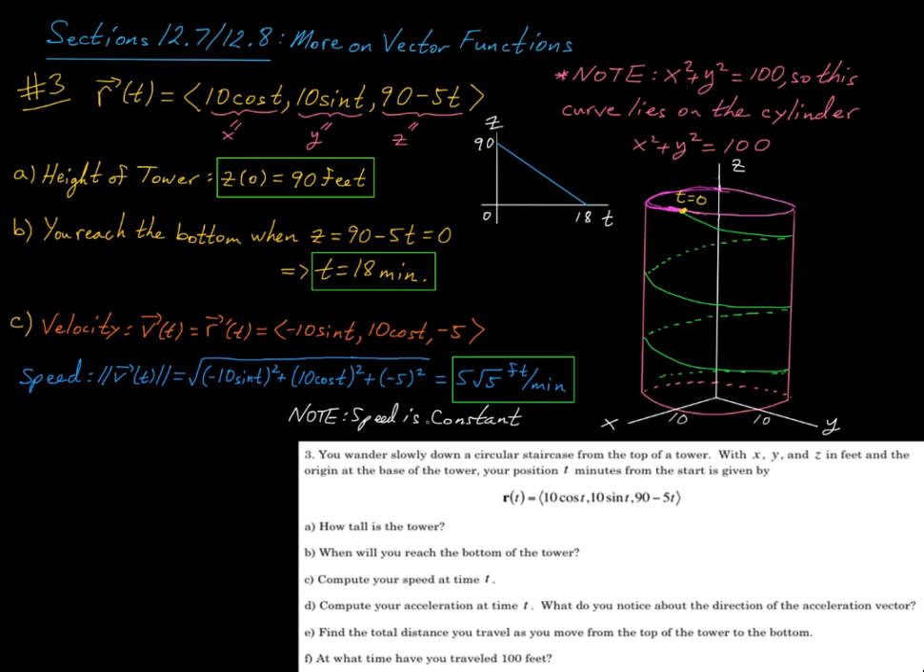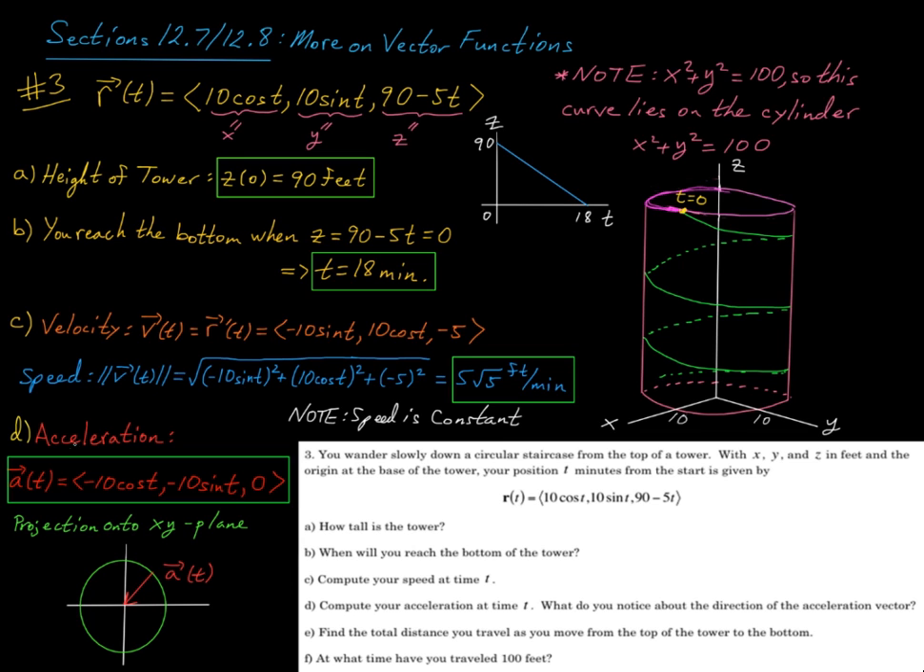Okay, so you're walking, in fact, with a constant speed as you wind down this staircase, and that speed is 5 root 5 feet per minute. All right, cool. How about part D? Compute your acceleration at time t. What do you notice about the direction of the acceleration vector?